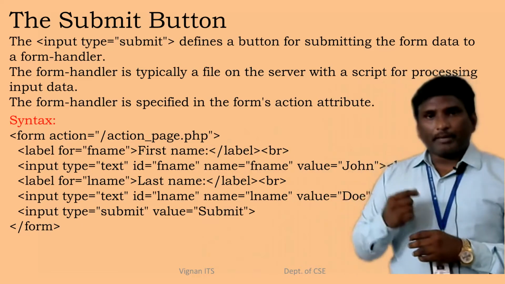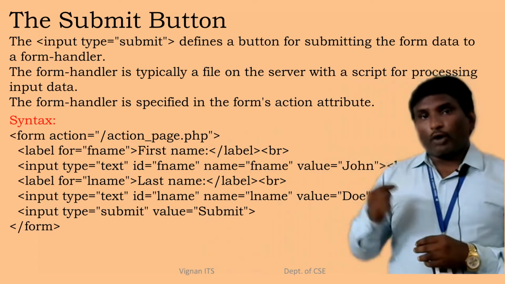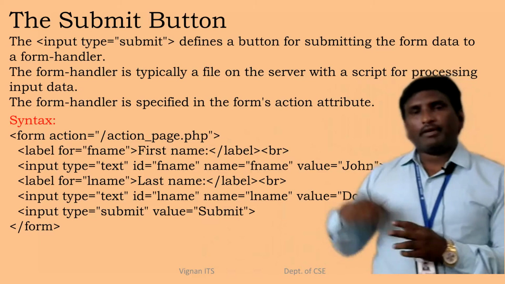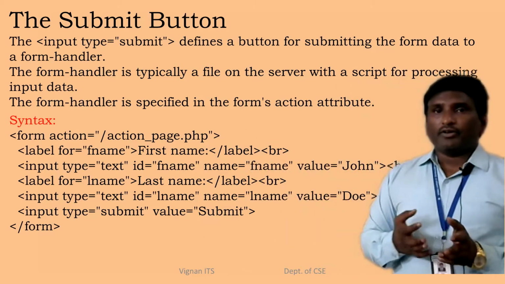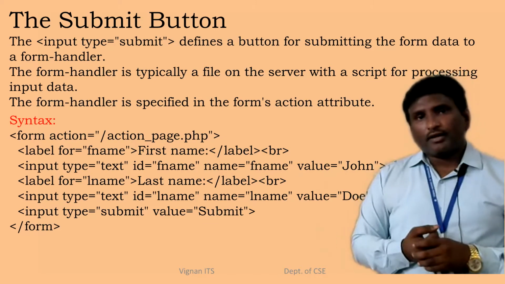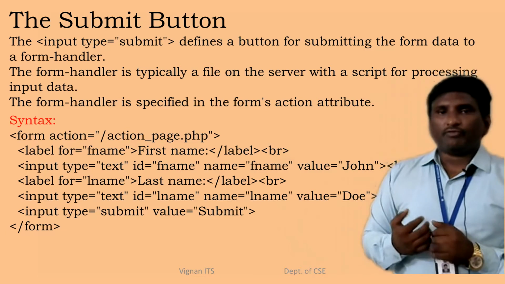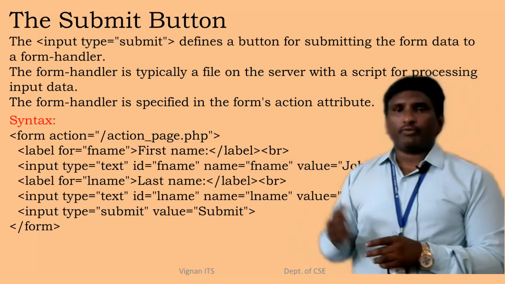So here, input type equal to submit defines a button for submitting the form data to the form handler. The form handler may be another form, maybe a server. The form handler is typically a file on the server with a script for processing the input data, and the form handler is specified in the form's action. So the form handler is what we specify by using the action attribute of the form.